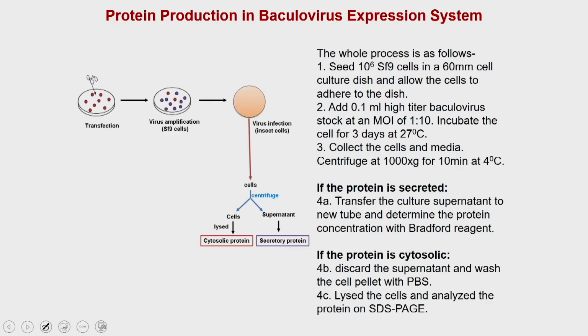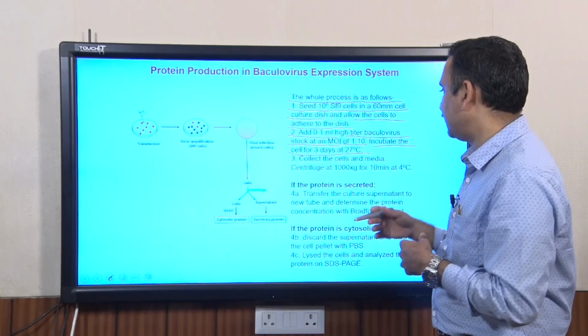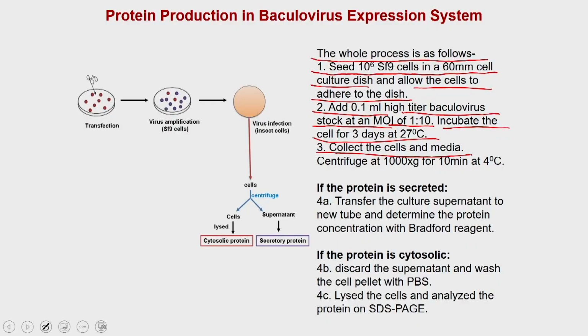Now, let us see what the different steps are. So, the whole process of protein production is as such. First, you seed 10 to the power 6 SF9 cells in a 60 mm cell culture dish and allow the cells to adhere to the dish. Now, add 0.1 ml high titer baculovirus stock at an MOI of 1 to 10. Now, incubate the cells for 3 days at 27 degrees Celsius, so that the virus can infect the insect cells and propagate within them. Now, collect the cells and media, and centrifuge at 1000 g for 10 minutes at 4 degrees.